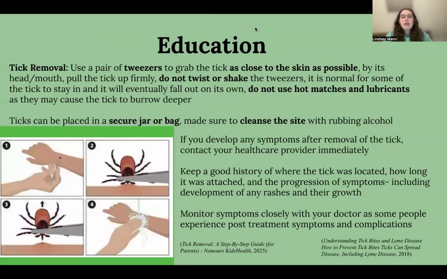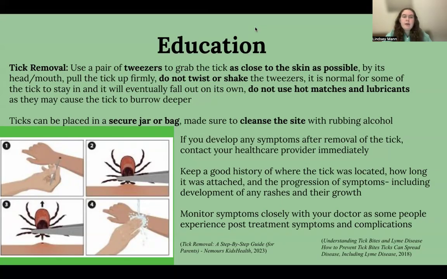For general education, I wanted to touch upon tick removal, as you can see in the pictures below. If you are removing a tick, definitely use a pair of tweezers. Do not use your fingers. Try to grab as close to the skin as possible, grabbing the tick by its head or its mouth, and pull it up firmly. It's a common misconception that you want to twist or shake the tick off, but that can actually cause it to burrow deeper. So you want to pick it up firmly and pull it out straight.